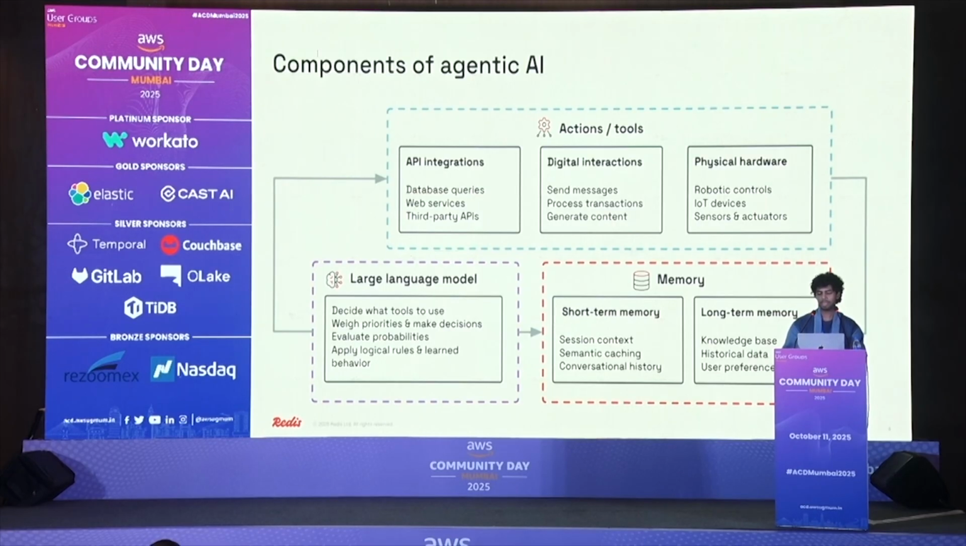You have API integrations. Maybe you ask an agent, hey, please check if the product is in stock. What is it actually doing? It's making a database query behind the scenes, or hitting an endpoint. Similarly, you have digital interactions. Maybe it's updating a UI, maybe it's sending an email. And it can also control physical hardware.